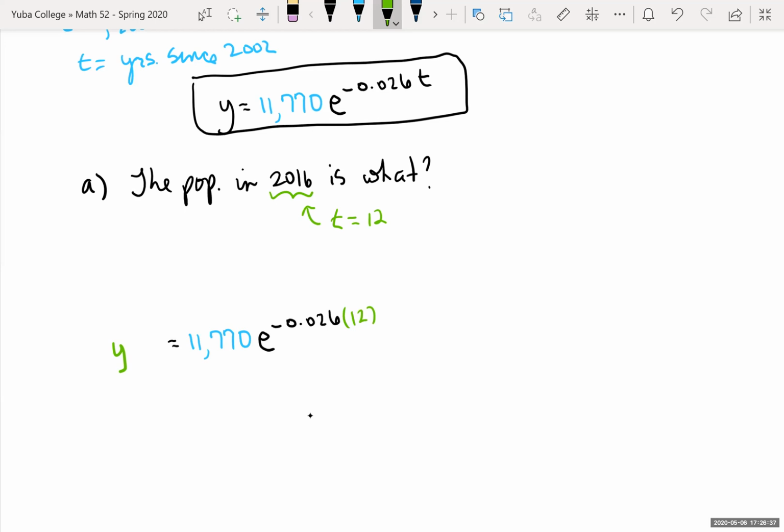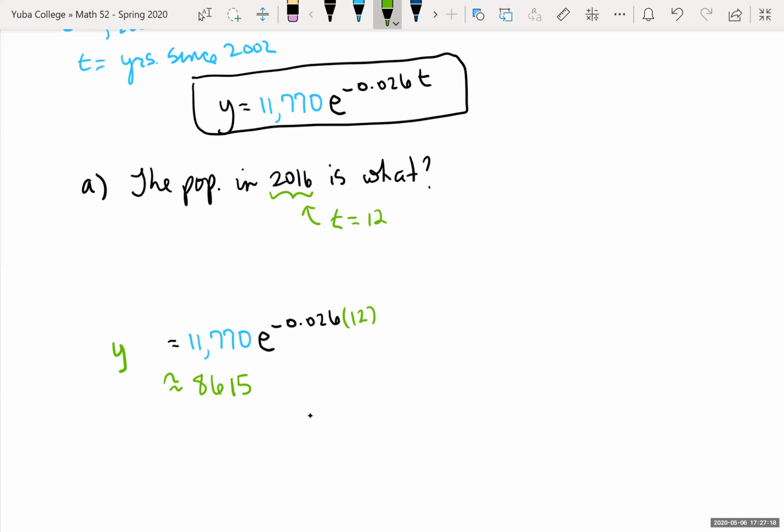So you just got to be careful on the type of calculator you have and how you plug it in. So my calculator, I could just plug in 11,770 times. I have a button that has E and it opens parentheses, so I can just put in the exponent. So negative 0.026 times 12, close the exponent parentheses off and push enter. And we get that the population in 2016 was approximately 8,615.